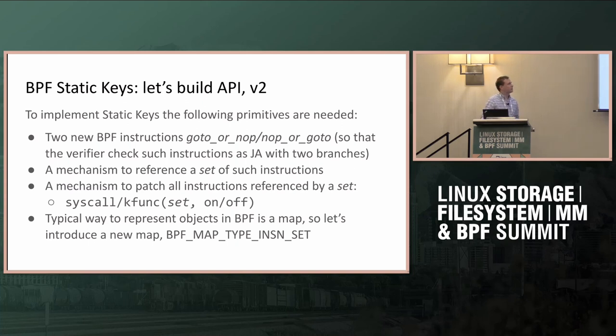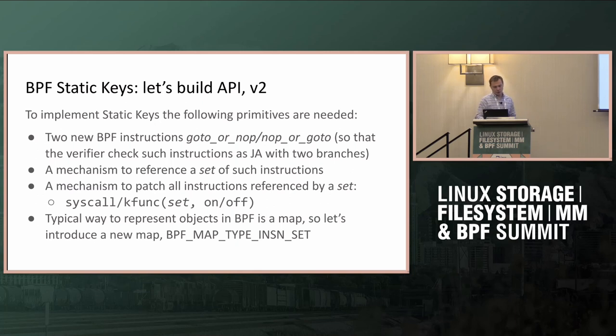And then such a static key may be used not once in a program, but multiple times. So we need to have some mechanism to join a set of these instructions into one set. And then, of course, we need a mechanism to patch these instructions in a running program. So it's either a syscall or a kfunc, which takes this set of instructions as a parameter and just sets it on and off. And the typical BPF way to provide some object to manipulate is a map. So we will introduce a new type of map for this.